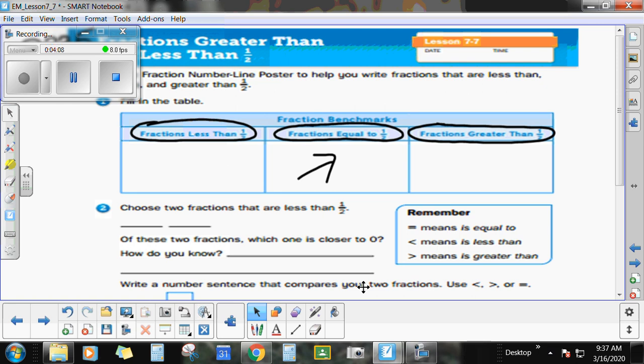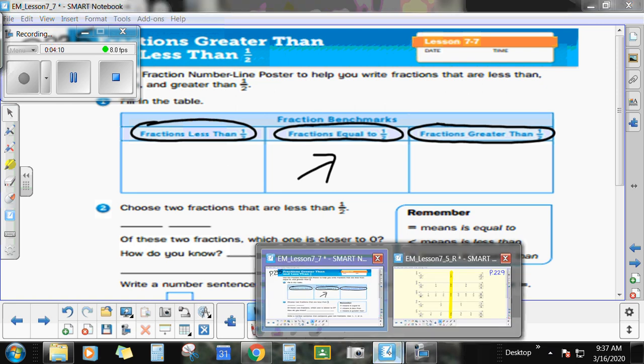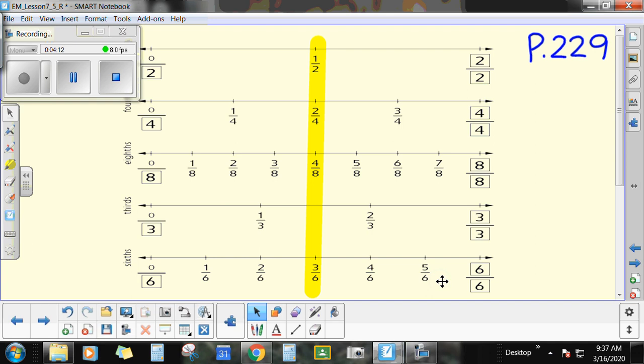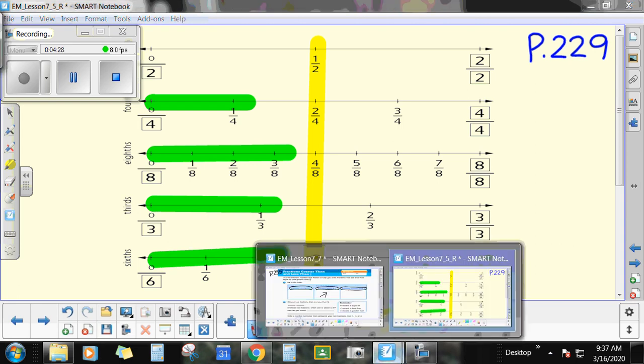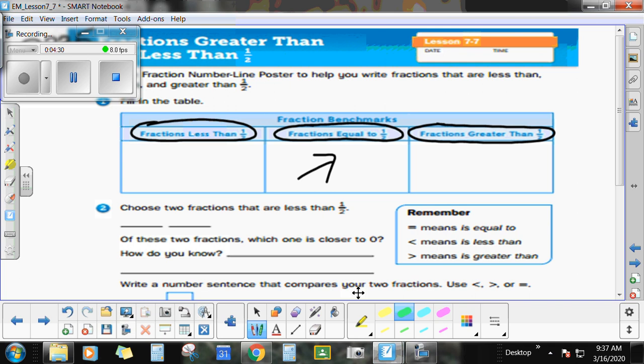You can either pause the video, or you can continue watching until the end and then go back and do that. And then you can go back to your page 229, and now take a look at all of the fractions that are less than 1/2. So we're going to be talking about any of these fractions that are less than 1/2. And you can go back to your page 235 and list all of those fractions here.